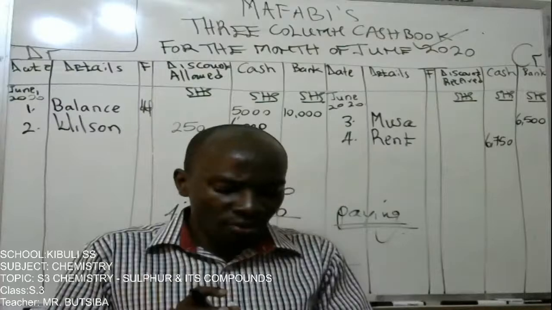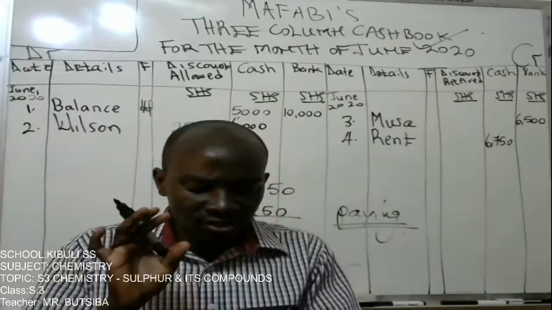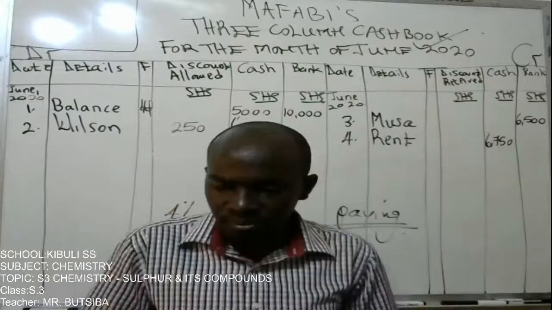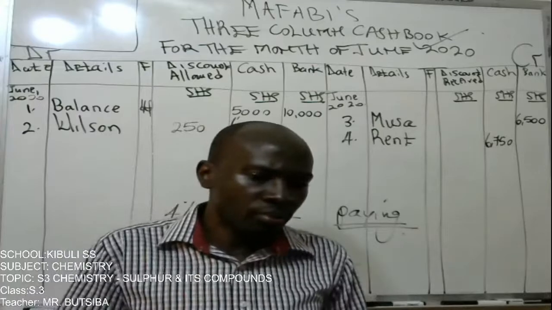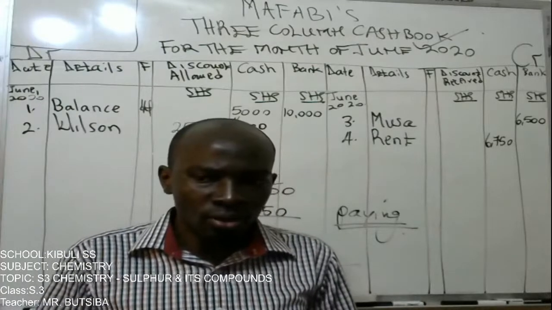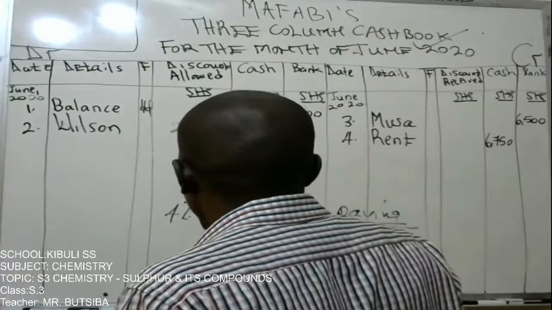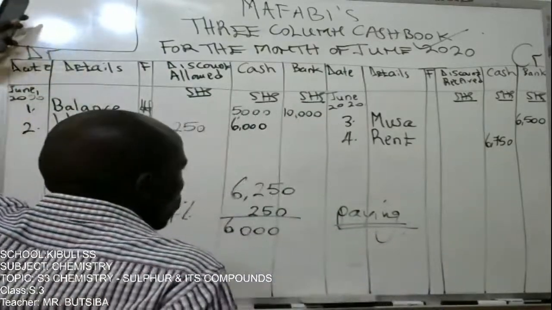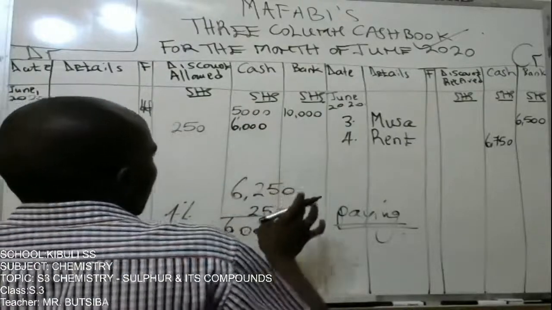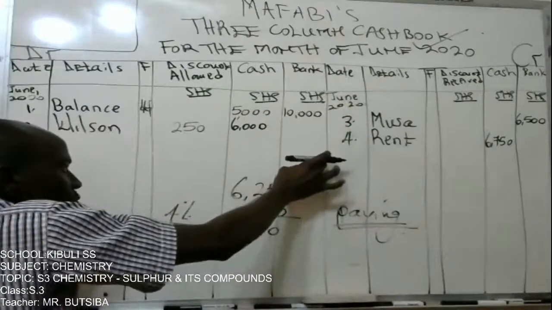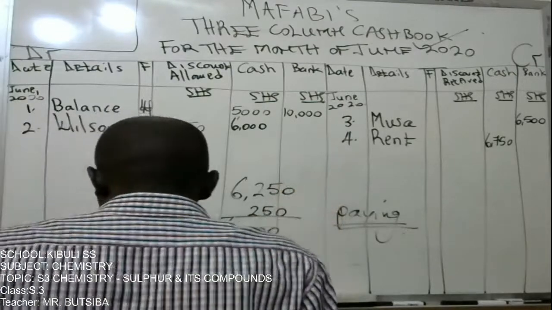Then we have another transaction on 5th, which says, received a check from Lukia. You are receiving money, but in form of a check, implying that your 3-column cash book is going to gain. And because it was by check, that means it's the bank column which is going to gain or receive. So you come and record.